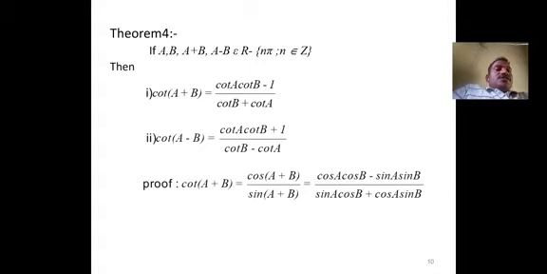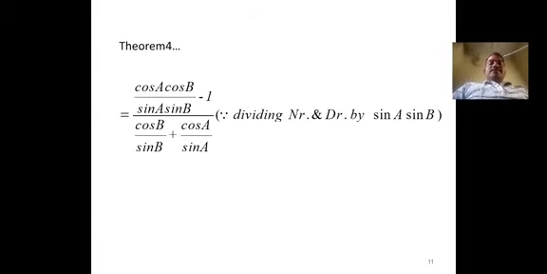Cot of A plus B is cos of A plus B by sin of A plus B. With the help of the cos of A plus B formula, cos A cos B minus sin A sin B by sin A cos B plus cos A sin B. Now here, divide the numerator and denominator by sin A sin B. Therefore, we get numerator (cos A cos B minus sin A sin B) by sin A sin B, divided by (sin A cos B plus cos A sin B) by sin A sin B. Then we can get it as cot A cot B minus 1 by cot B plus cot A, after dividing the numerator and denominator by sin A sin B. This is the formula for cot of A plus B.